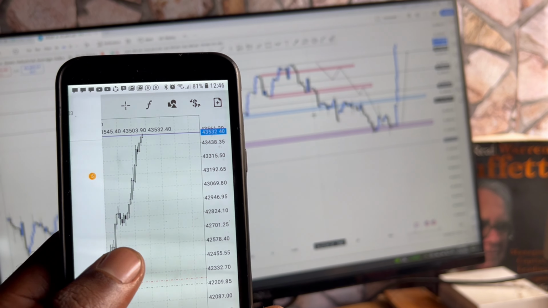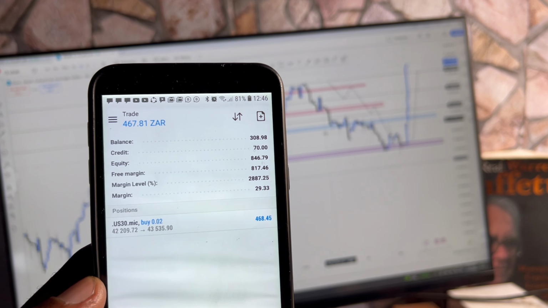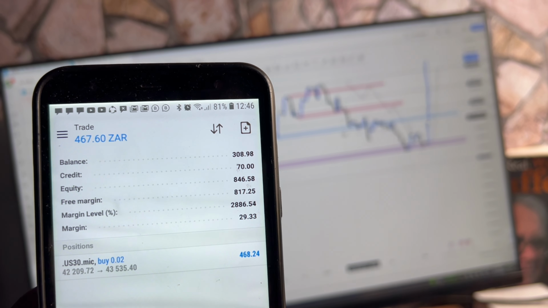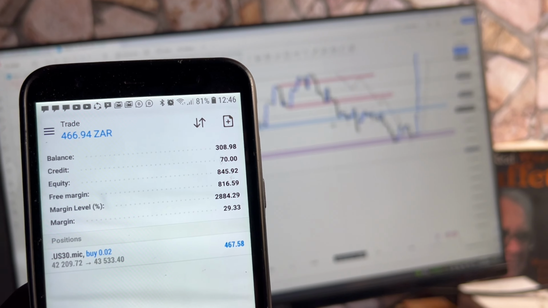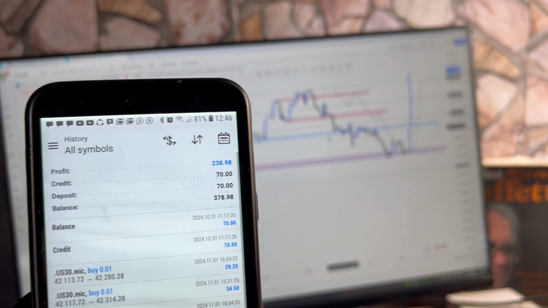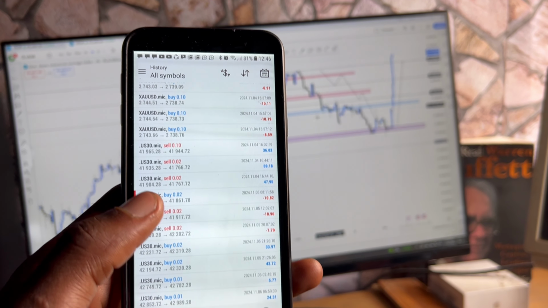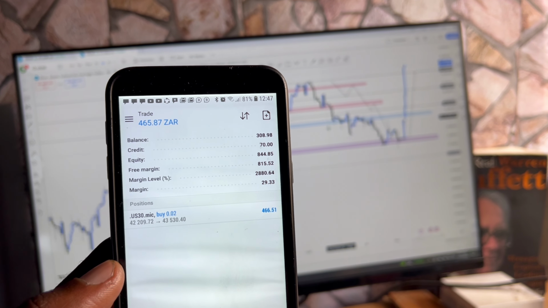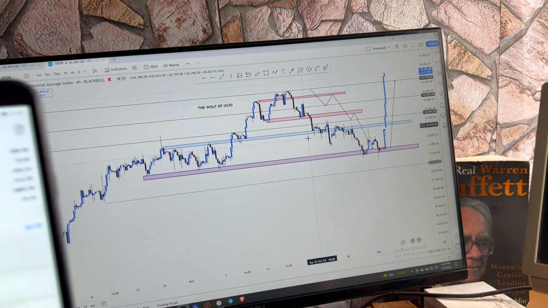So remember guys, this is a real account. It's Vault Market. It's a micro account. And look at the profit. The deposit was 70 rands, and we're floating on 468, and our balance is on 308 from a deposit of 70. The account was doubled 2 days back, and in the history, as you can see, there are losses here and there, but the most important thing is the wins and respecting your analysis and trusting in the process and being patient.